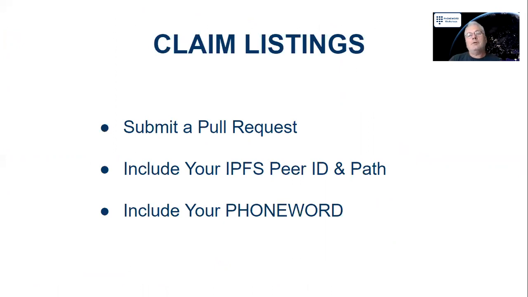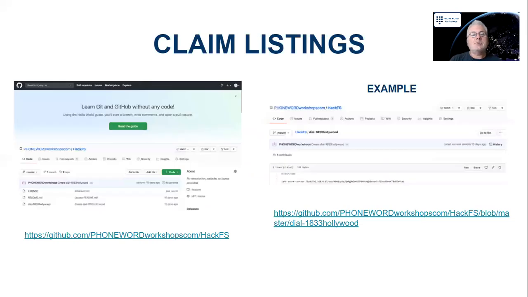So the basics of claiming a listing is to submit a pull request to the GitHub repository that I'll show you in a moment, and include your IPFS peer ID and path. And then if you want to disclose what your lookup number spells, then you should also include your phone word or the phrase that you're associating with that lookup number. So here's an example. Here is the GitHub repository, which is at github.com/phoneWordWorkshops.com/HackFS. And then here is an example of the dial-1833 Hollywood example.